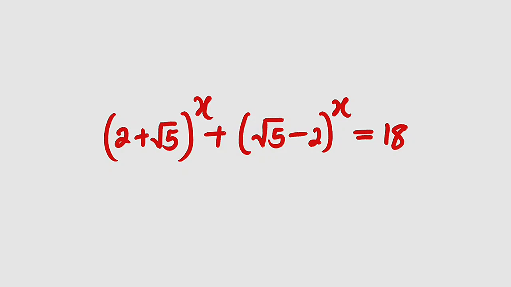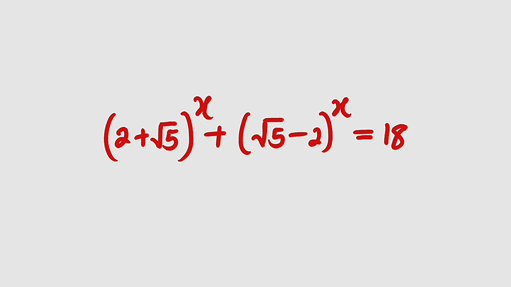Hello, good day viewers. In this tutorial we are going to find a solution to this interesting exponential equation, which is (2 + √5)^x + (√5 − 2)^x, the whole of this equal to 18.